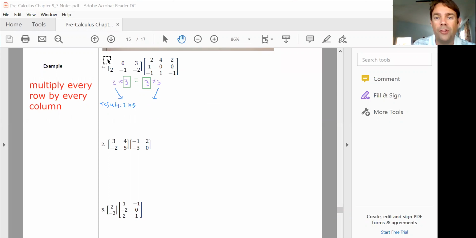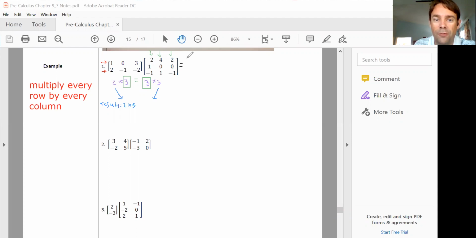So let's take a look at this. How many rows do I have in the first one? I have 2 rows. And notice how many entries are in each row. There's 3. And then what about my columns? I have 3 columns. And how many entries are in each column? Again, there's 3. So as long as those are identical, this will work.